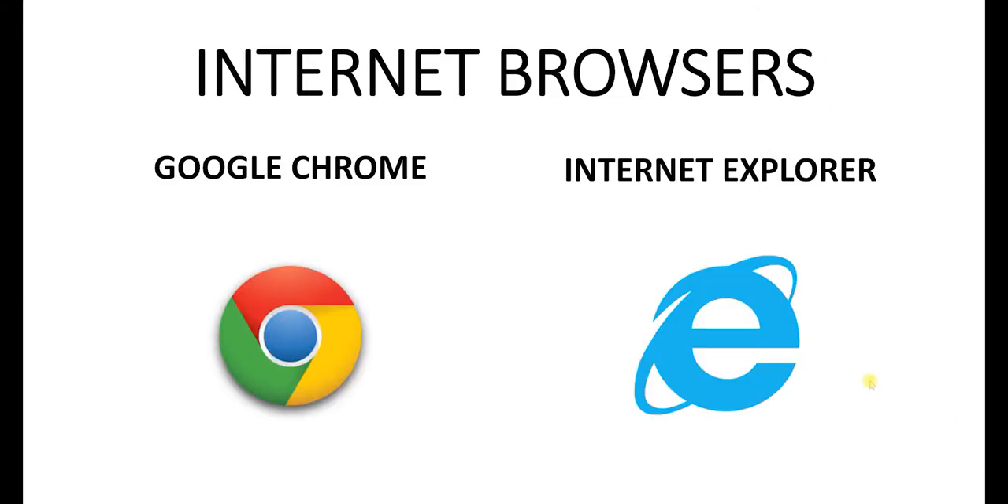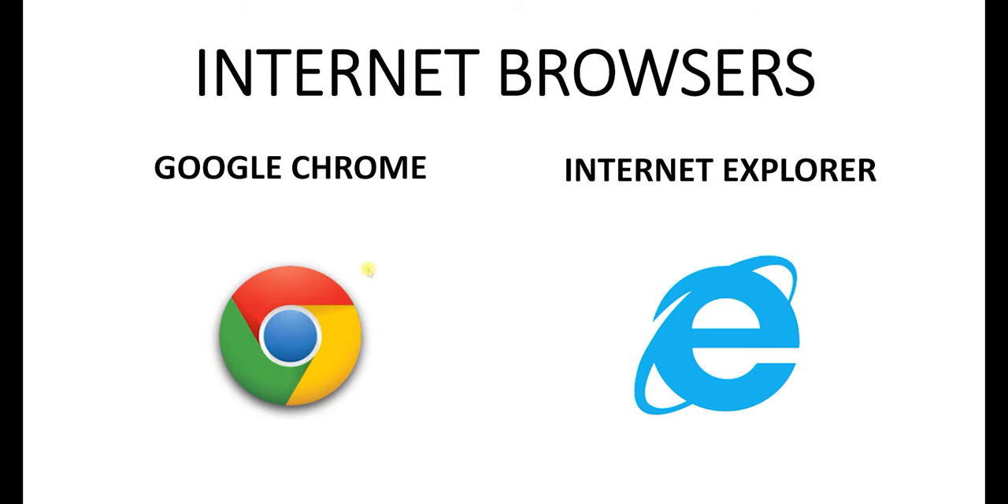First thing we want to look at are browsers. On your computer or your laptop, you will find two icons. One will be the Chrome icon, Google Chrome, which is a browser, and the Internet Explorer, which is a browser. The one we will be using is Google Chrome.